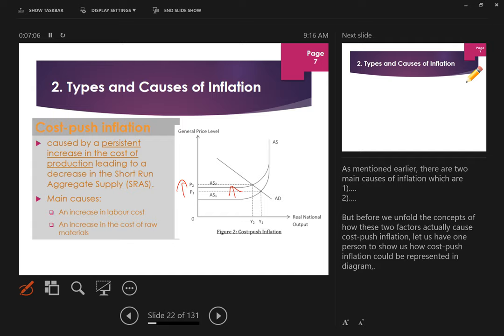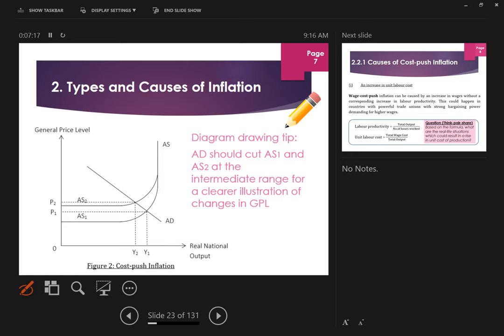Moving forward, take note. When you draw your cost push inflation, your AD should also cut AS at the intermediate range for a clearer illustration of your changes in GPL, this part here, P1 to P2.